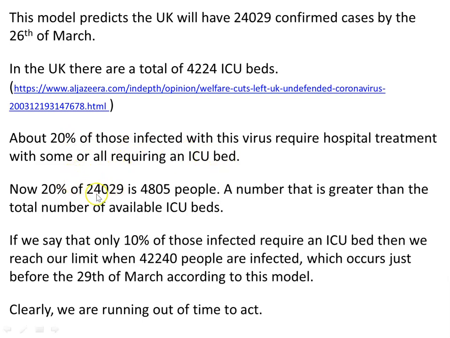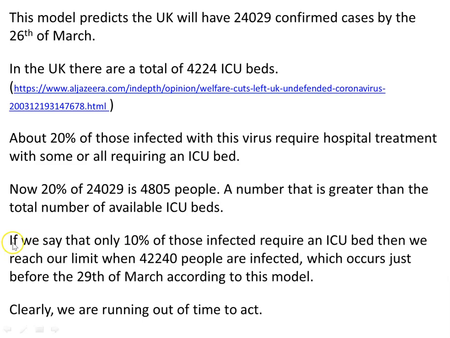Now, 20% of 24,029 is 4,805 people. That figure of 24,029 is, according to the second model, reached on the 26th of March. But 20% of that number is 4,805, which is already above the total number of ICU beds available. So we're in trouble already by the 26th of March. That's a number greater than the total number of ICU beds, as I pointed out.